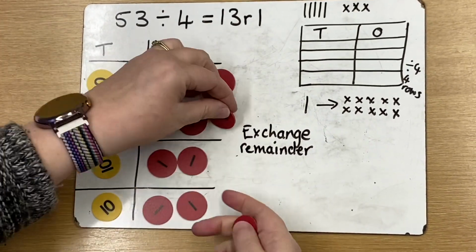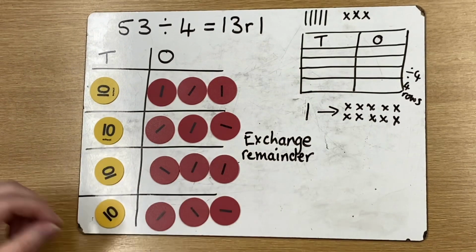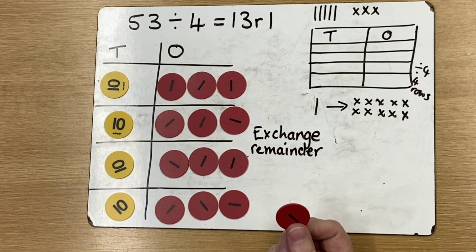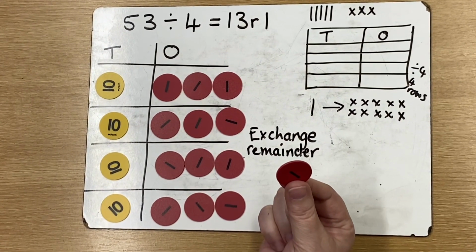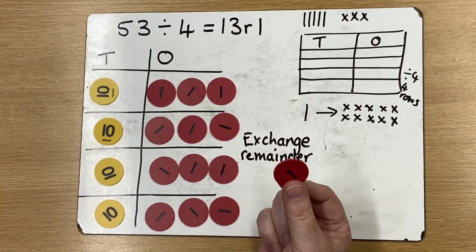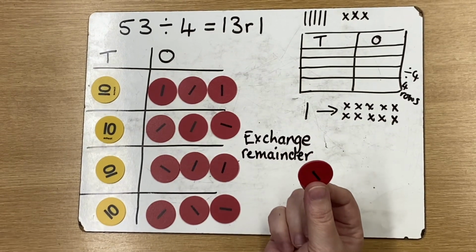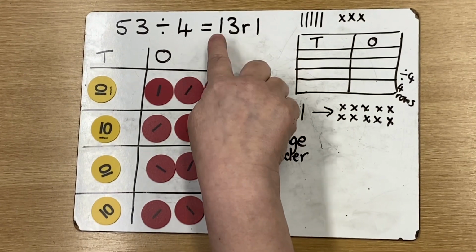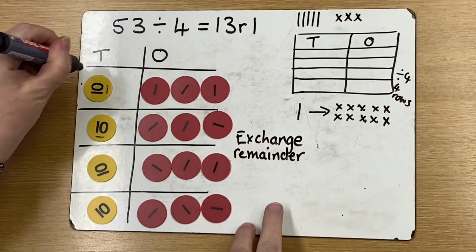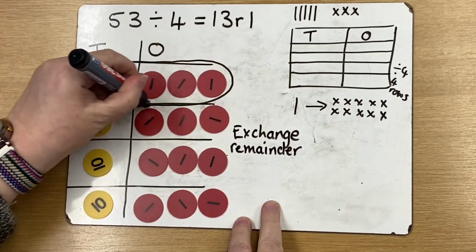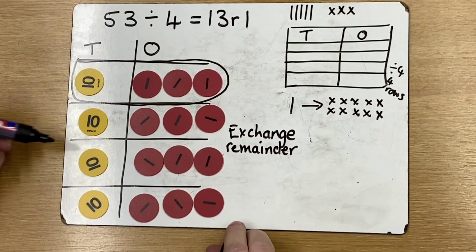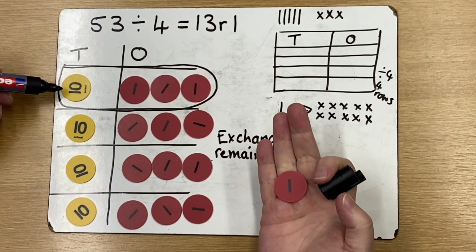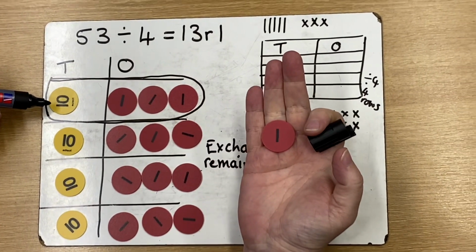Whilst we're doing this, we're also talking to the children about what they remember about their times tables. Oh, 3 times 4 is 12. That leaves me with 1 left over. We can't just leave 1 left over. How do we record that? Well, we use the word remainder and we use the R to show that. So we write our answer: 13 in each group, with 1 left over. So 13 and 1 left over is our answer.